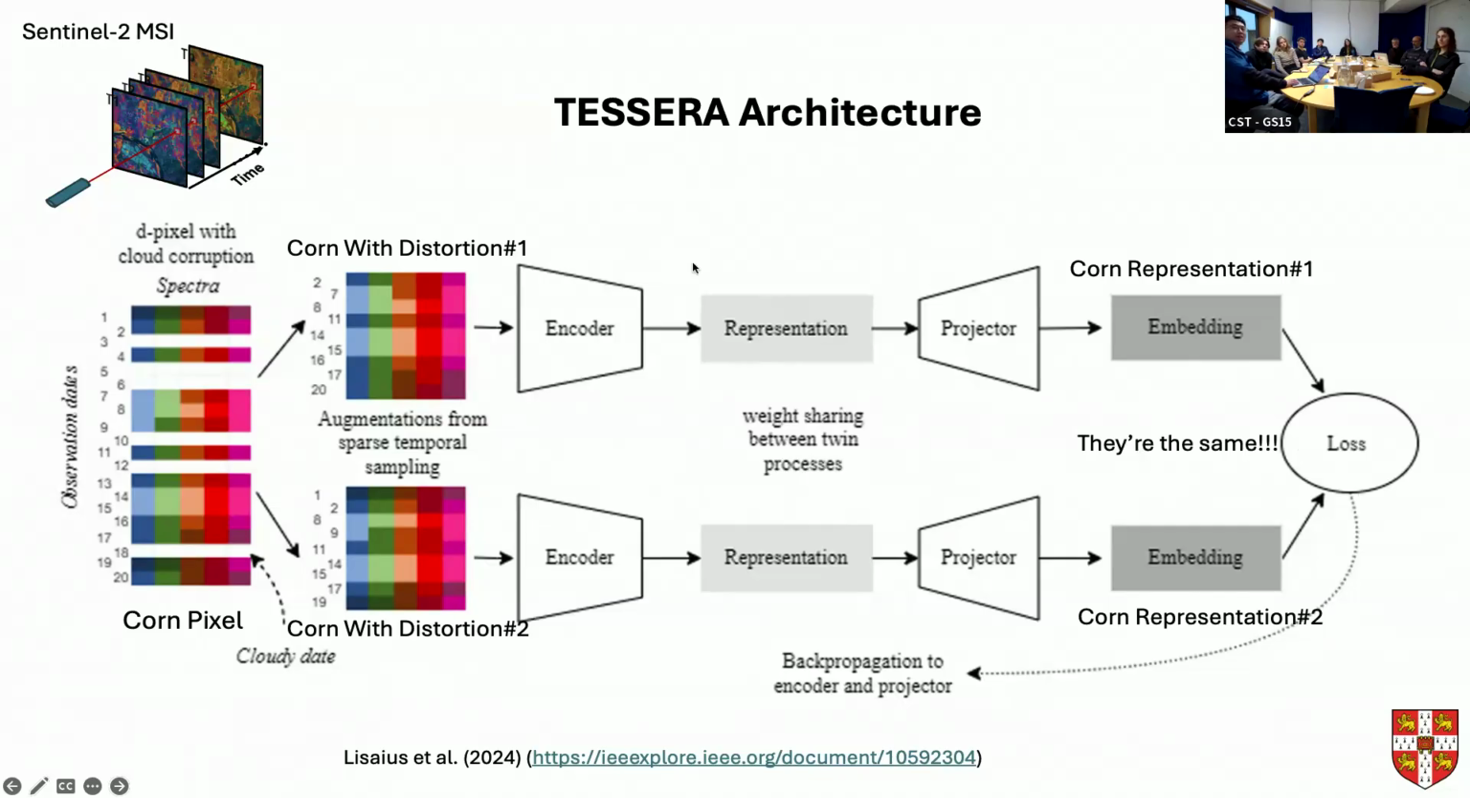Because although these are cone with distortions, essentially they are cone, right? So we simply compare them. If they are very close, then we say, okay, the model learns something. If they're not close, we just penalize the model. So essentially, this is the core idea of TESSERA. We're doing these 2 augmentations, then we calculate the loss by answering whether they are the same or whether they are similar or not. This is how we train the TESSERA model.